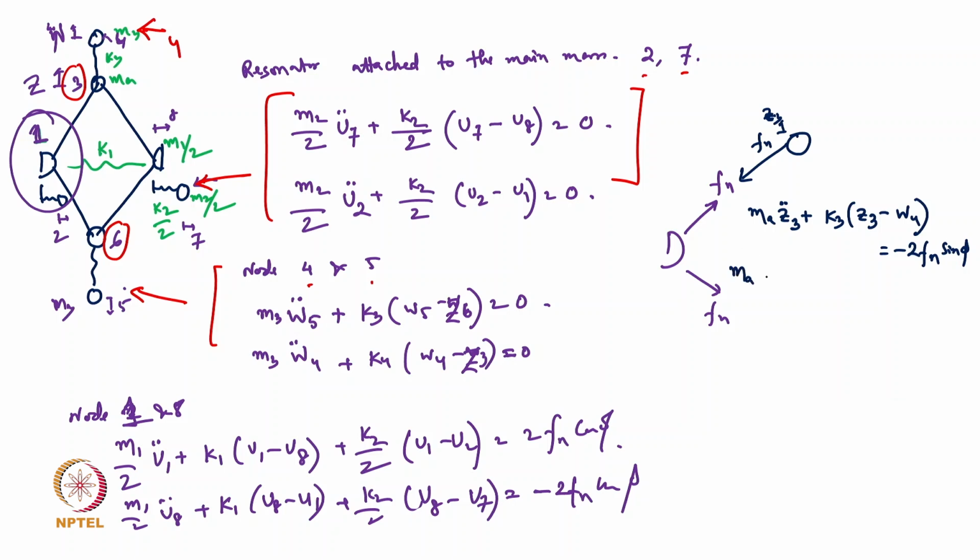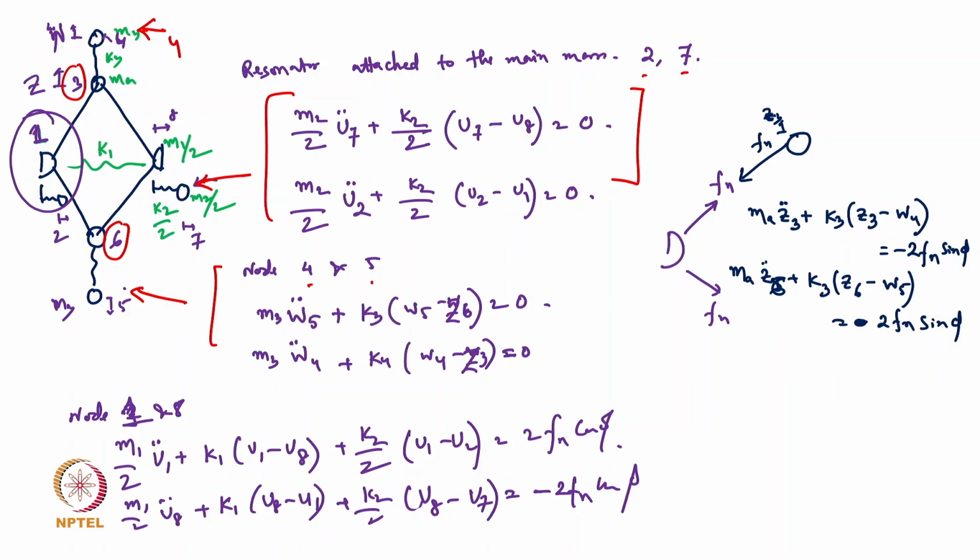Similarly, we can also get Z6, that is K3 into Z6 minus W5, that should be equal to minus 2 times Fn into sin phi. Okay, we got those two equations.